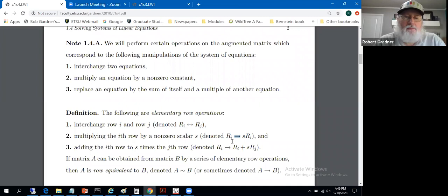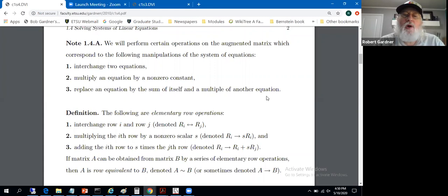So that corresponds to the second manipulation of the equations. So that corresponds to something that would give us an augmented matrix for another system of equations with the same solution. If I can do it to the system of equations, I want the corresponding thing that I would do to the augmented matrix. What do we have for number three up here? Replace an equation by the sum of itself and a multiple of another equation.